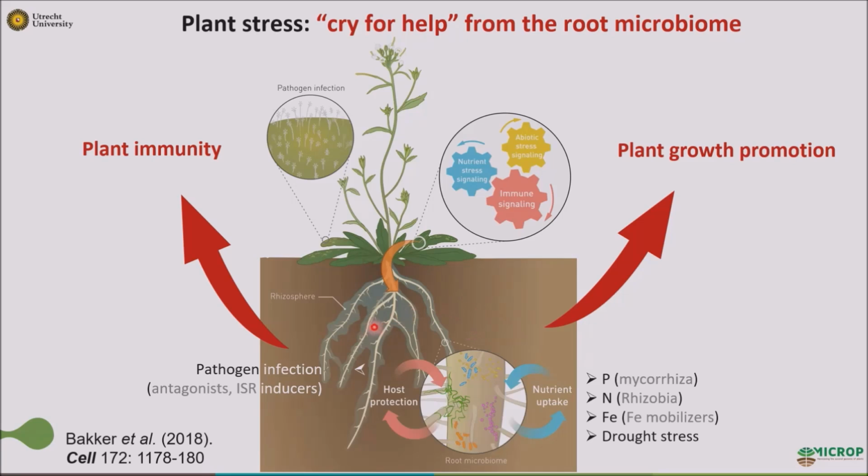Well, in the past years, we have also demonstrated that also in response to foliar pathogen infection, in this case downy mildew infection, plants start to recruit microbes to their root system that in turn induce systemic resistance, leading to enhanced protection against this downy mildew infection. Well, this is something that I'm going to demonstrate in the next slides.